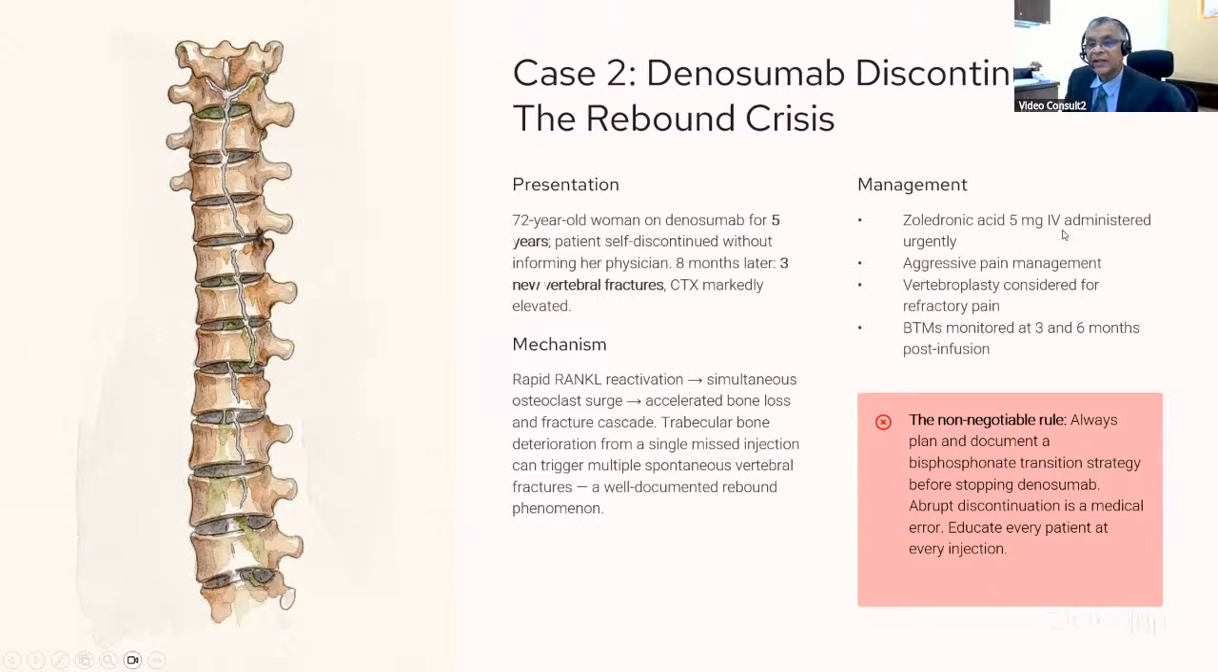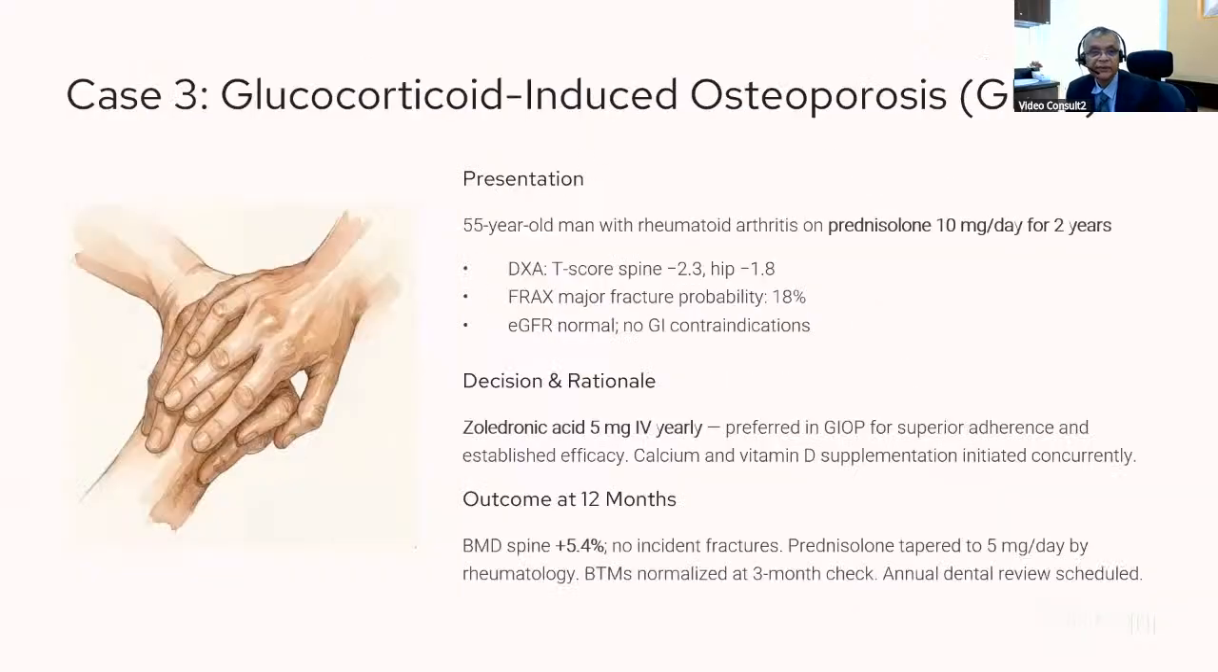Management here is zoledronic acid administered urgently, aggressive pain management, vertebroplasty, bone turnover markers monitored at 3 and 6 months. Non-negotiable rule: always plan and document a bisphosphonate transition strategy before stopping denosumab. Abrupt discontinuation is a medical error. Educate the patient on every injection.